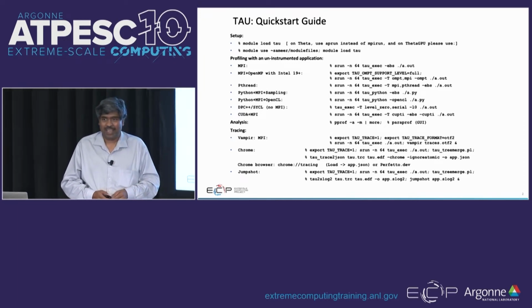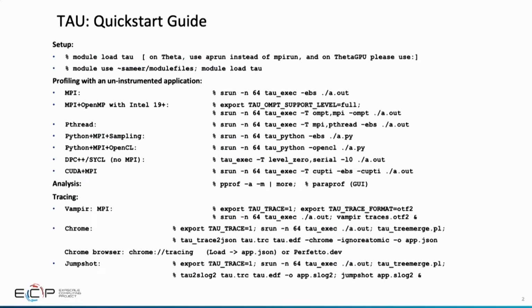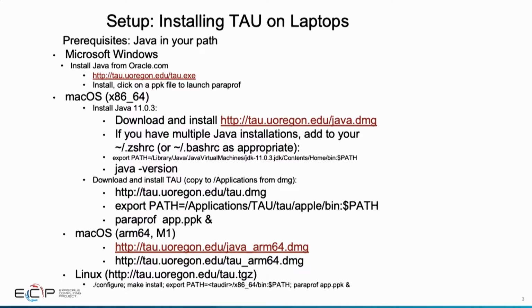As you will see here, all you really need to do is have an uninstrumented binary, and without any changes to the code, you can just simply launch it with a tool called tau exec, passing in different parameters for different cases. And you can generate performance data and view it. If you want to install it on your own laptop, these are the steps.